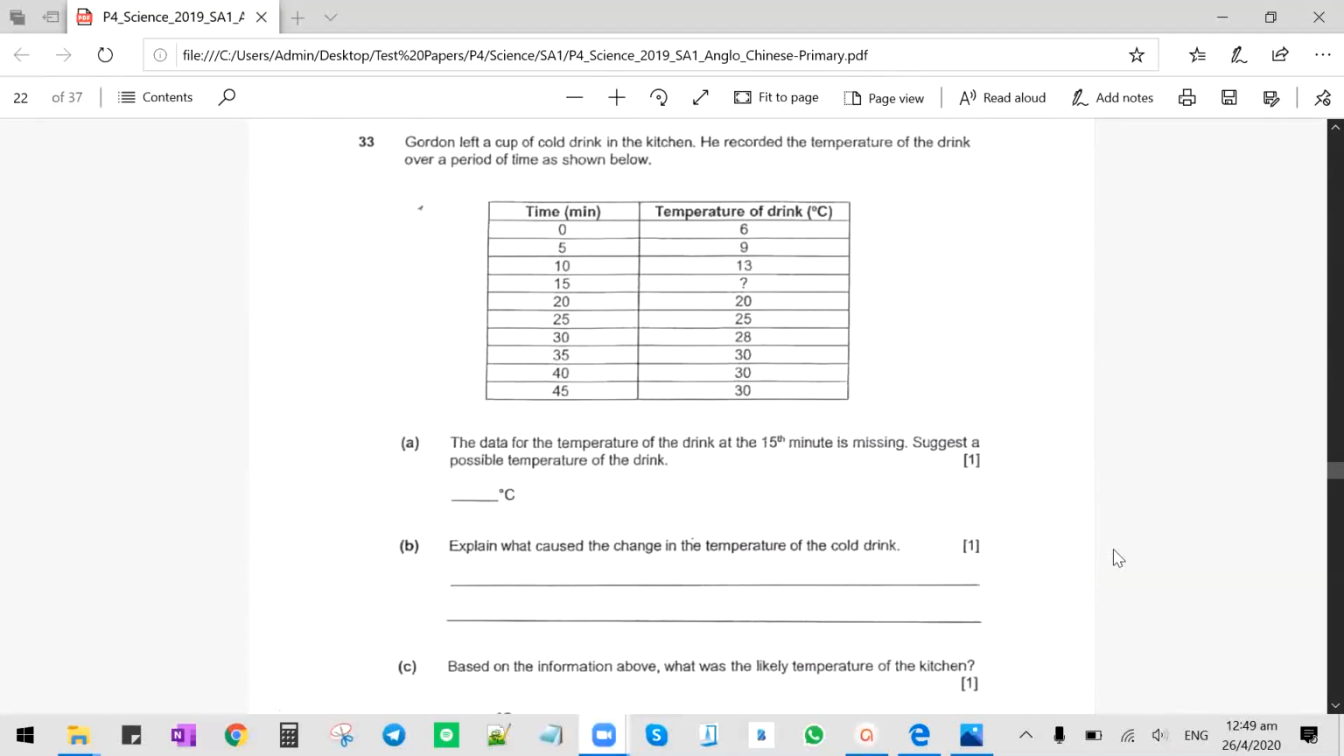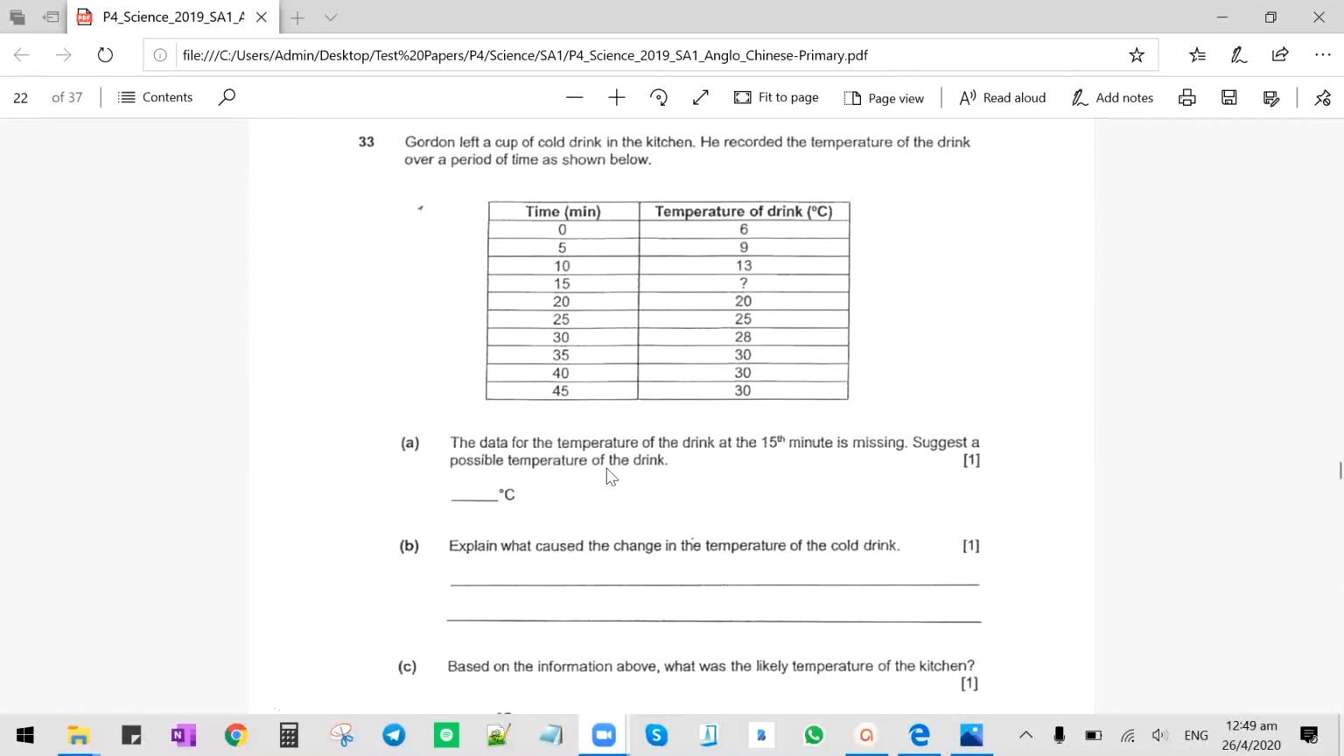Gordon left a cup of cold drink in the kitchen. He recorded the temperature of the drink over a period of time as shown below. The time is increasing. Temperature of the drink also seems to be increasing, right? Until it reached 30, then it stopped. Data for the temperature of the drink at 15 minutes is missing.